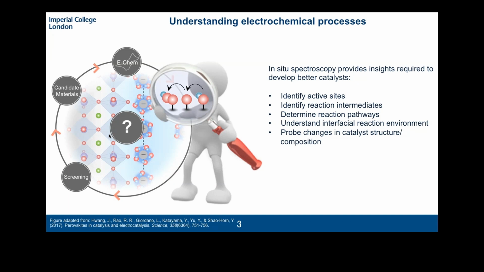So in situ spectroscopy then allows us to get better insights into things like the active sites, the reaction intermediates, also things like reaction pathways, and also getting to understand a bit about the interfacial reaction environment. And then what we can also do is probe the catalyst structure and composition before and after the electrochemical, or even during the electrochemical reaction, to see how this changes as a function of potential.